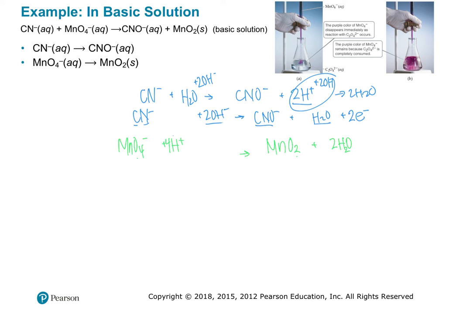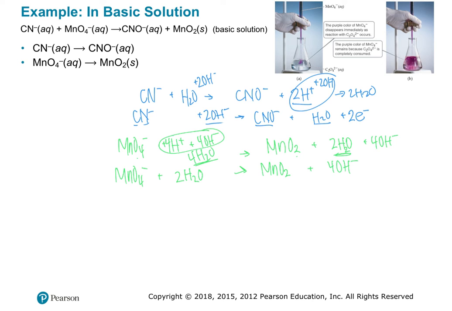Cool. Now my masses are balanced, but I'm in basic solution, so I'm going to add 4 hydroxides here and 4 hydroxides here to both sides. Now this makes 4 waters. So what I get is permanganate plus 4 waters on the reactant side, 2 waters on the product side, so I end up left with 2 waters total here. So 4 minus 2. That's going to give me manganese oxide and 4 hydroxides.